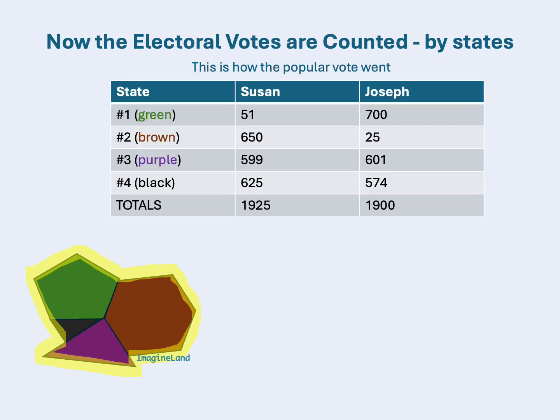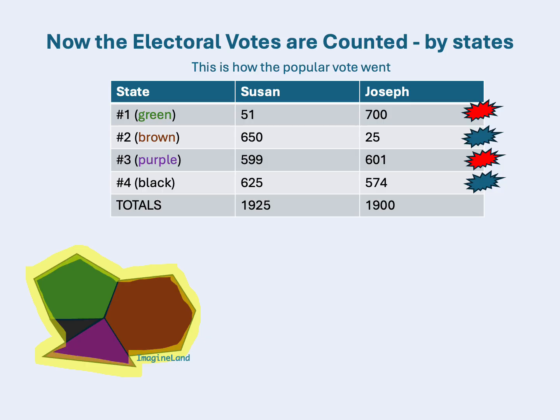So in the green state, Joseph got 700 votes. Susan only got 51. Joseph won that state for sure. In the brown state, Susan got 650. Joseph only got 25. Susan definitely won that state. Look how close the purple state was. Joseph got 2 more votes than Susan out of a total of 1,200. So I guess we'll say Joseph won that state. The black state was also kind of close, but Susan got 49 more votes than Joseph out of 1,200. So we'll say she won that state.